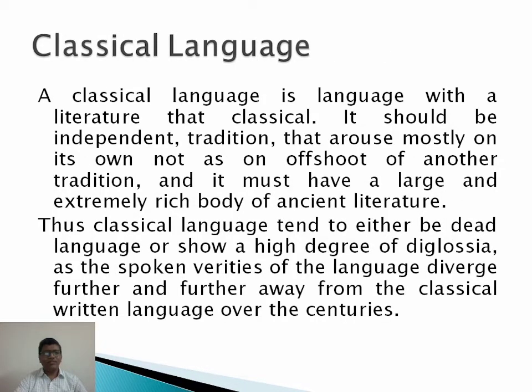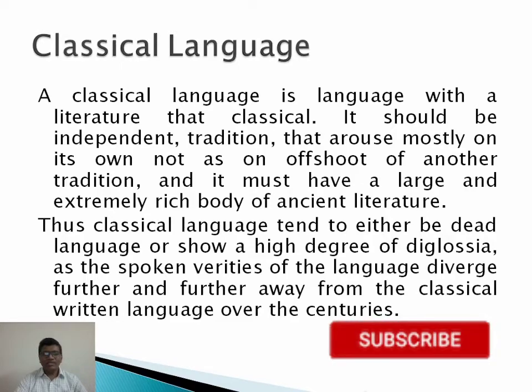This is another form, the classical language. A classical language is a language with a literature that is classical. It should be an independent tradition that arose mostly on its own, not as an offshoot of another tradition. And it must have a large and extremely rich body of ancient literature. So please keep in mind it is a very rich body of ancient literature. Thus, classical languages tend to either be dead languages or show a high degree of diglossia, as the spoken varieties of the language diverge further and further away from the classical written language over the centuries.